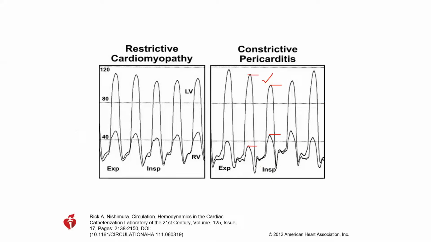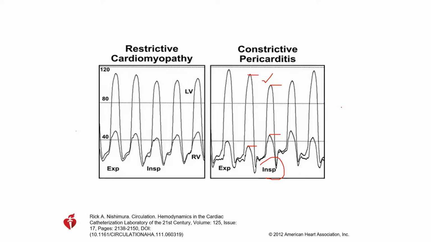And if you take it during inspiration, inspiration is going to elevate the RV pressure because of more blood coming to the right side. And simultaneously, it's going to drop the LV pressure. And during expiration, you have the reverse. So this is called discordance between the LV and the RV pressure. Discordance, because they are discordant. One increases, one decreases. Okay, this is constrictive pericarditis.